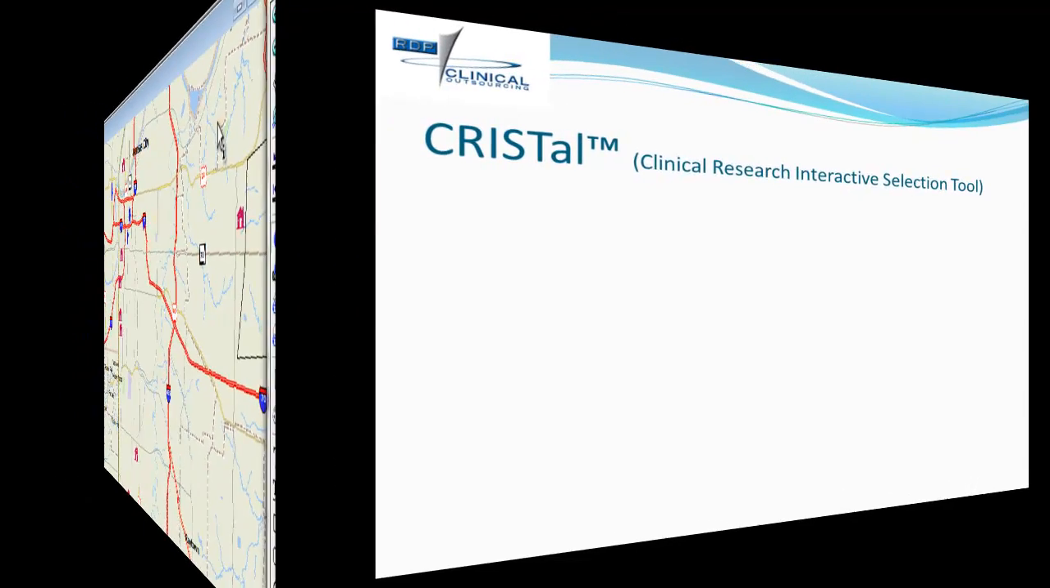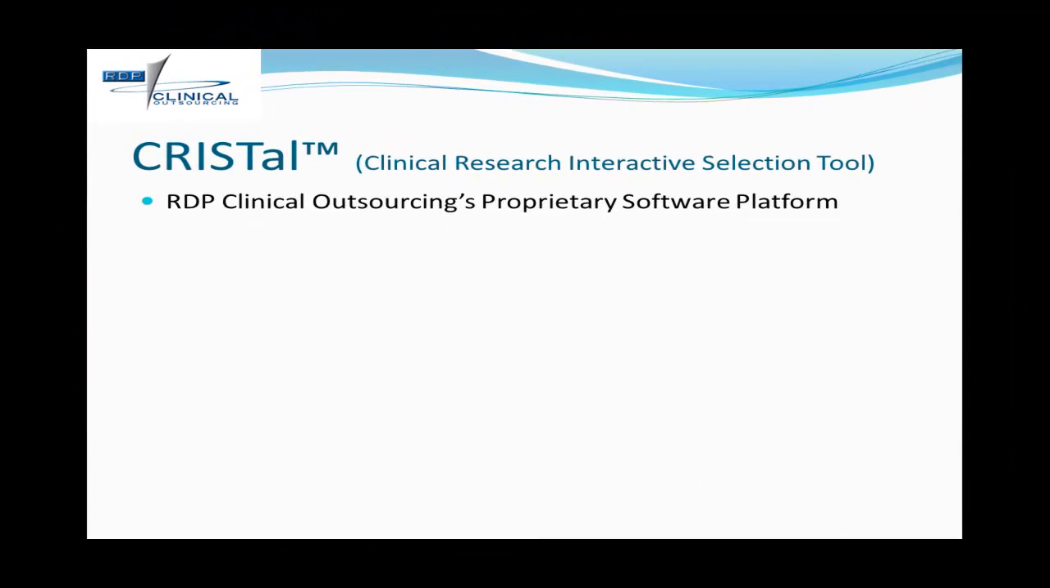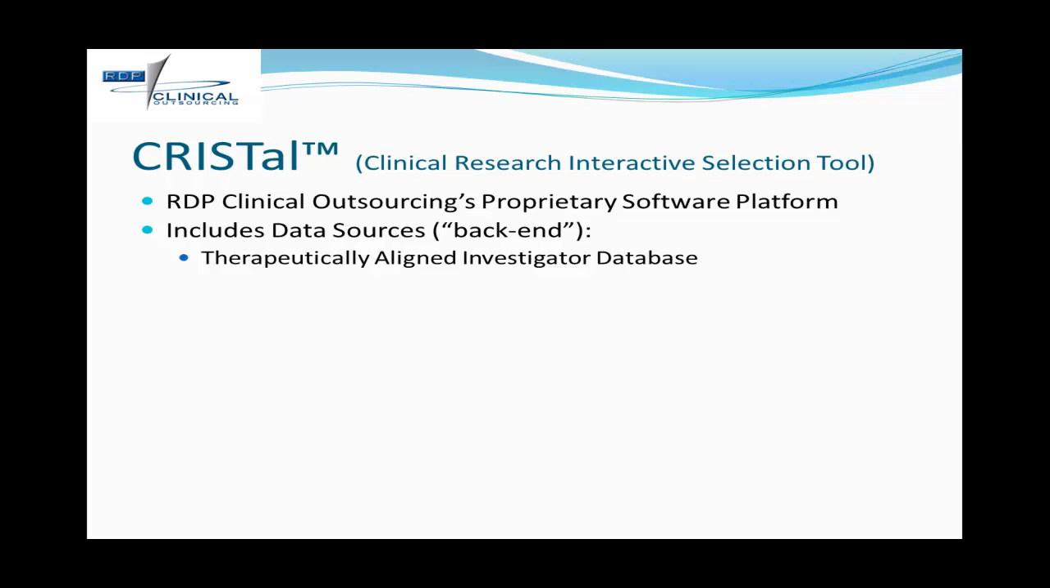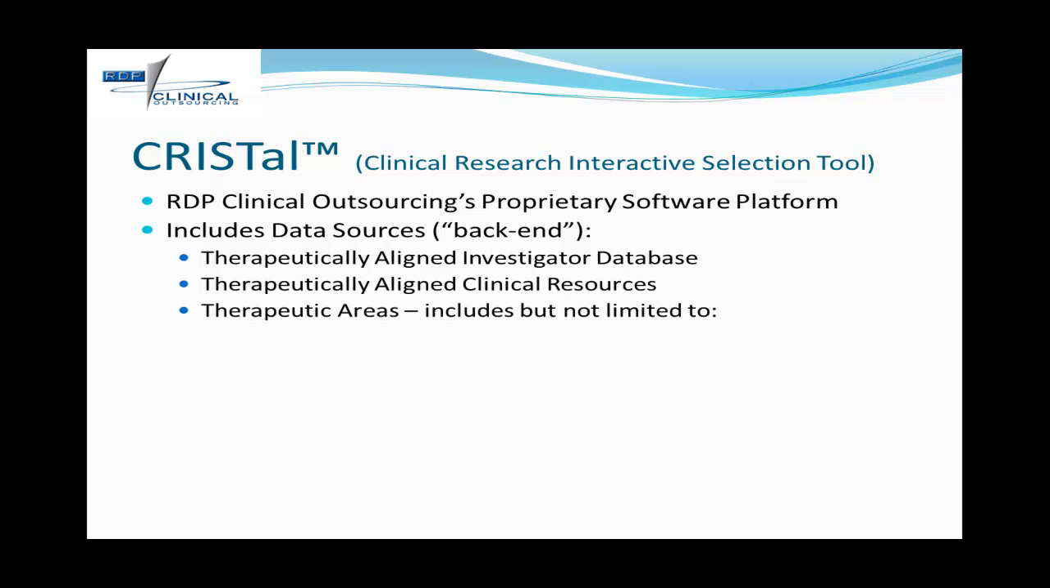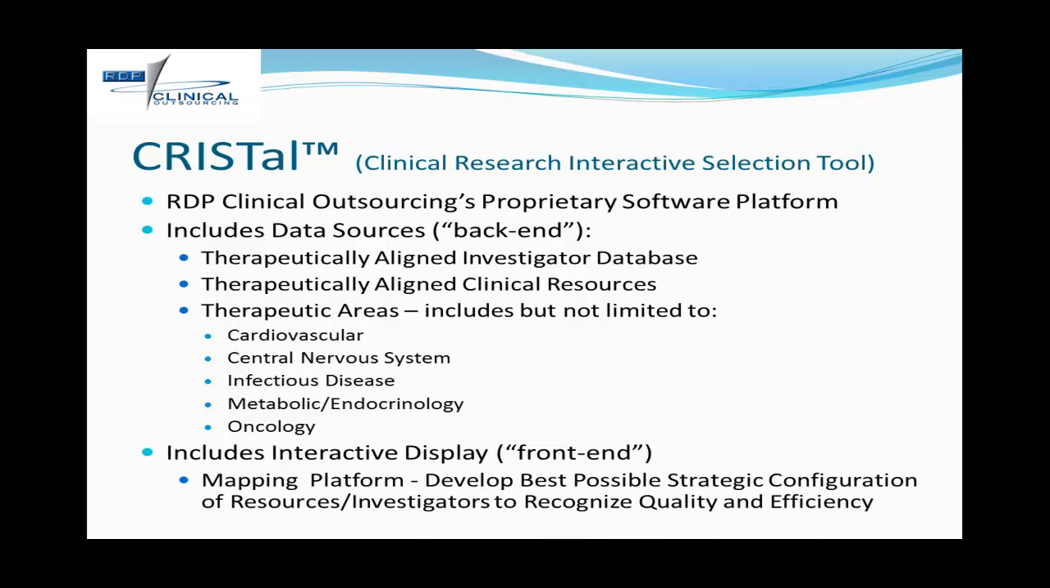So what feeds CRISTal, our clinical research interactive selection tool? We use a proprietary software platform to collect data from the back end, including data sources that are therapeutically aligned: an investigator database and therapeutically aligned clinical resources. The therapeutic areas that we focus on presently are cardiovascular, central nervous system, infectious disease, metabolic endocrinology, and oncology. It includes an interactive display, which is the front end, which is our mapping platform, which you just saw.